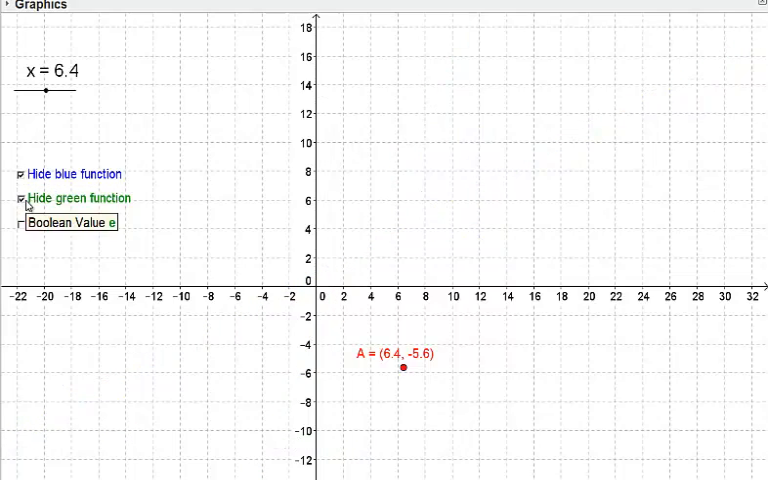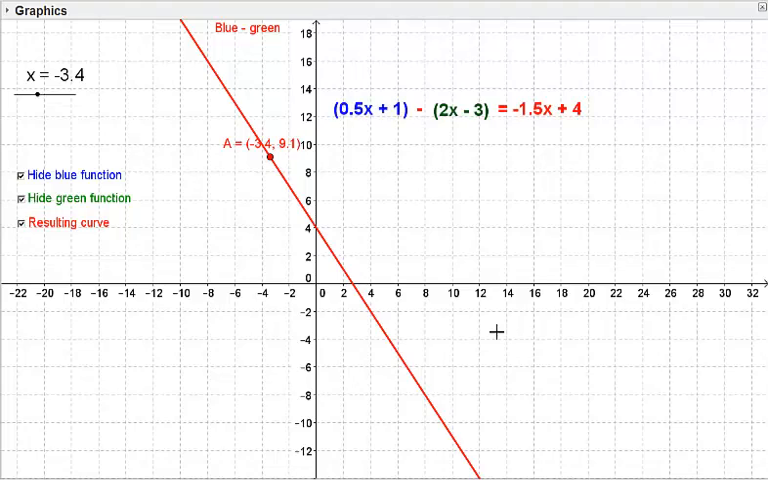So if I were to hide the blue and the green so that you can keep your eye on the red, it certainly looks like it's forming a linear function. We can see that it certainly is a straight line, and if we check out the algebra, by subtracting like terms, we end up with another linear function, negative 1.5x plus 4.